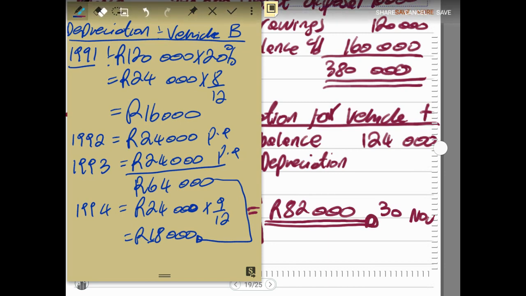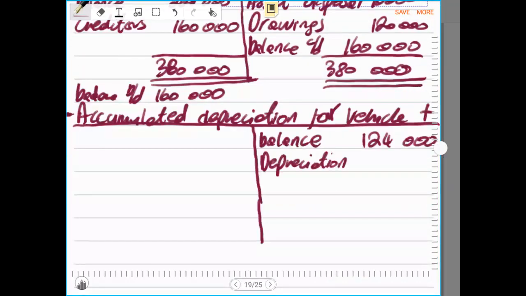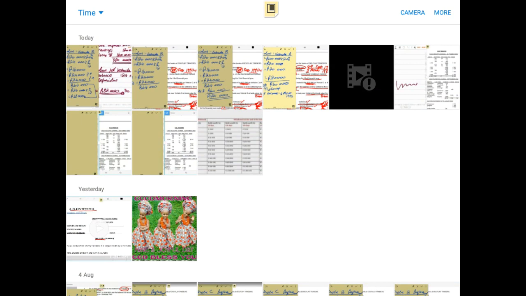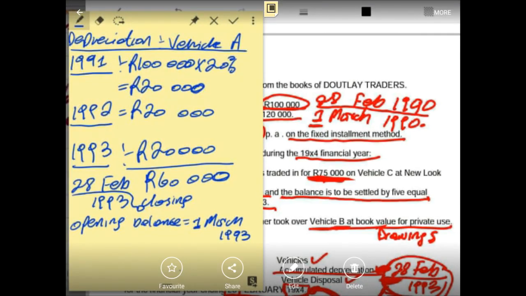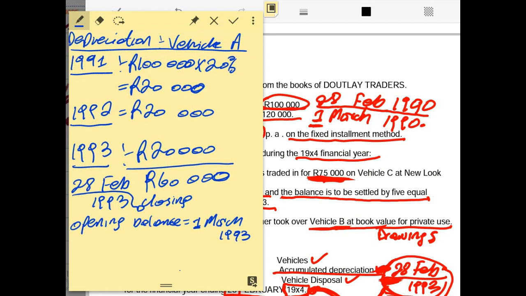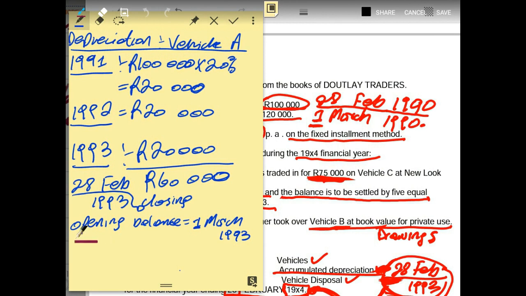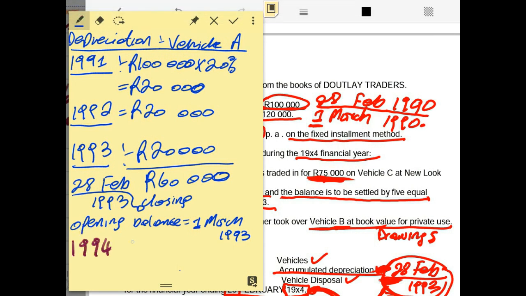So now let us go to motor vehicle A and check how much will be the depreciation for the current year and the total accumulated depreciation for motor vehicle A. We have already shown the workings for motor vehicle A, and we have seen that it was a total of 60,000 rands. Now we only have to account for depreciation for 3 months of the current year. The depreciation in the year 1994 will be a full year depreciation times 3 over 12. Depreciation for the full year is 20,000.